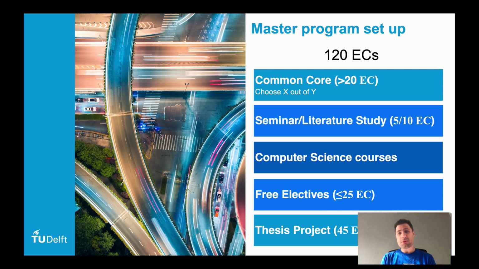And finally, the thesis project, so your master thesis that you have to deliver at the end, and this is 45 EC. It takes 45 EC, so you can see it's a very long master thesis, which in practice means that you are going to conduct some serious research together with one of our research groups. So common core courses, computer science courses, free electives, seminar, and then master thesis. This is what an individual master's program looks like.